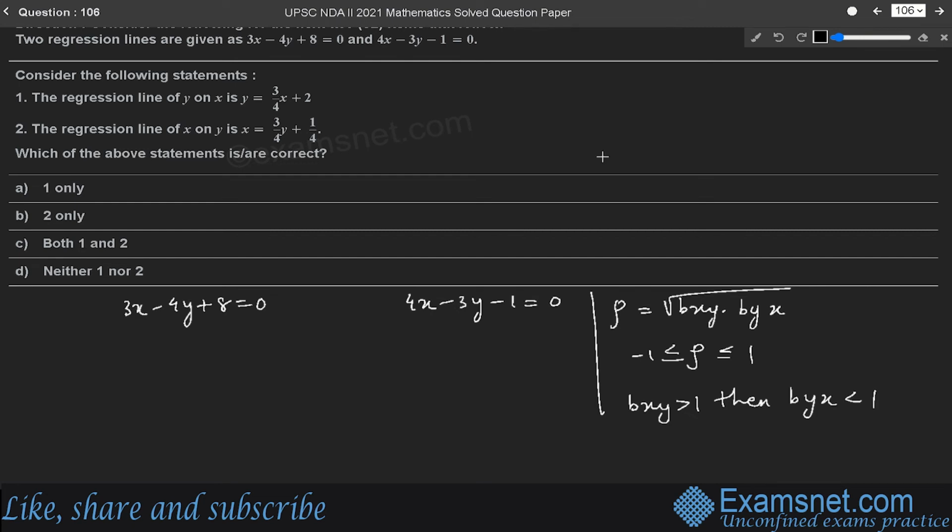So now these equations can be further written as y is equal to 3 by 4 x plus 2, and this equation can be written as x is equal to 3 by 4 y plus 1 by 4, which is the same form as statements 1 and 2. It is in the same form, so we can say that both the statements are correct. Therefore the correct option is option number C, which is both 1 and 2.